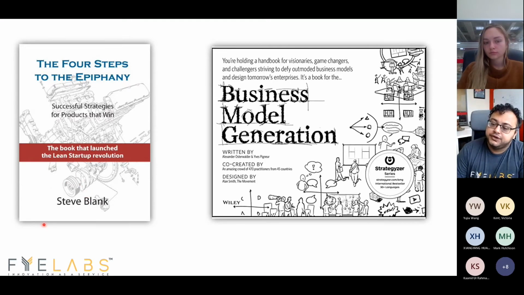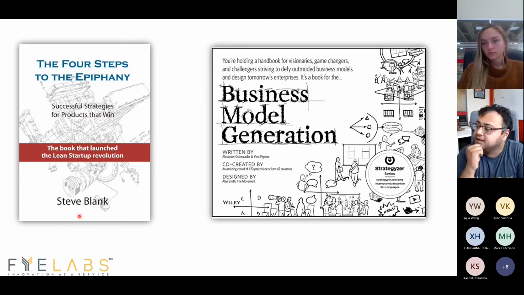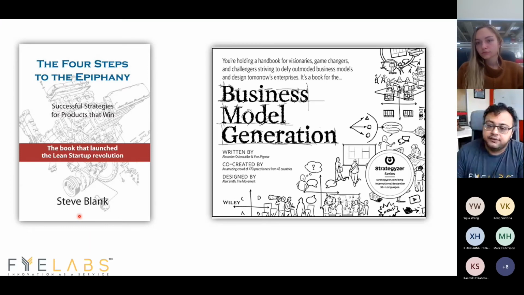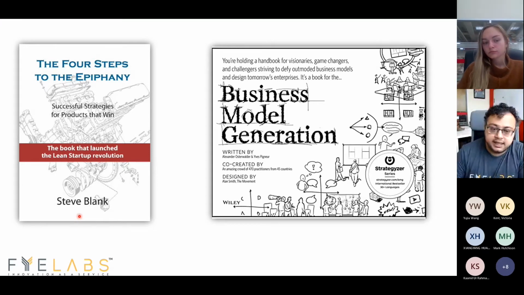These are the books I learned from when I was a student myself. I had the good fortune of learning it from a program by Steve Blank, who was the author of one of these books. But we're around to help you if you ever need any support from us at FYELABS.